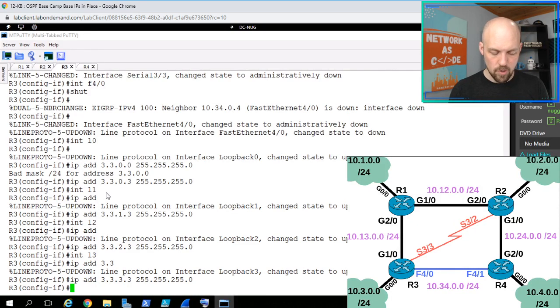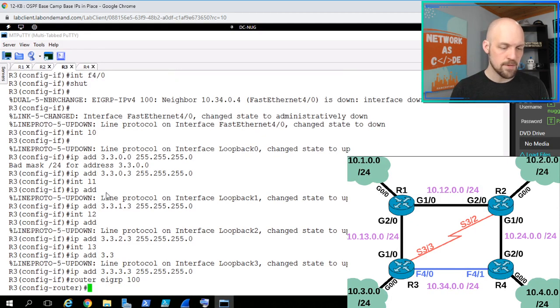So let's go ahead and get into our router EIGRP 100 configuration, and we're going to add the network statements for these. So network 3.3. Now, hold up. We could actually have some fun here. We could advertise all four of those links with one network statement. And I could just take the easy way out. We'll see how, watch me blow this. But let's try to make this right.